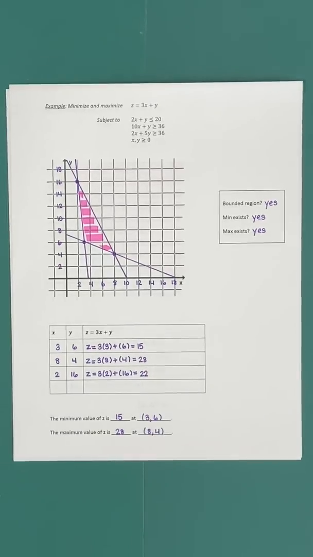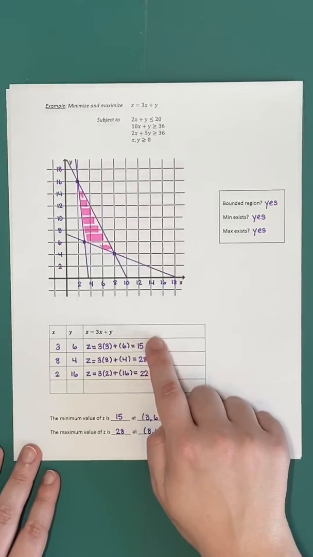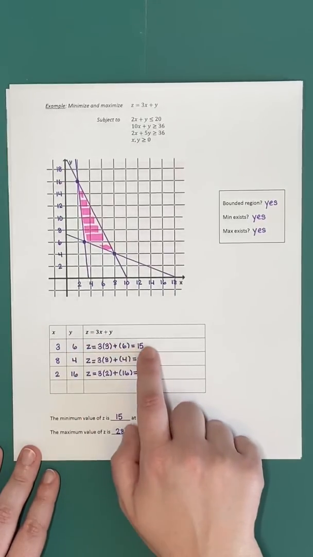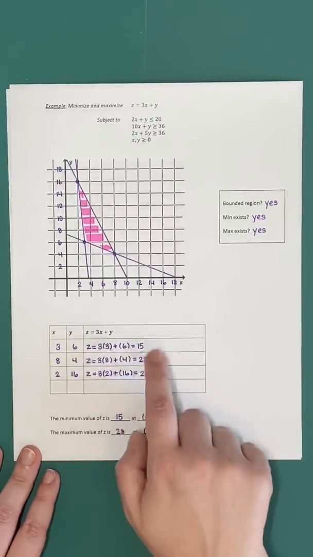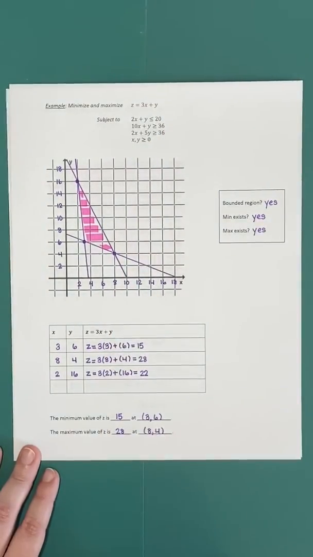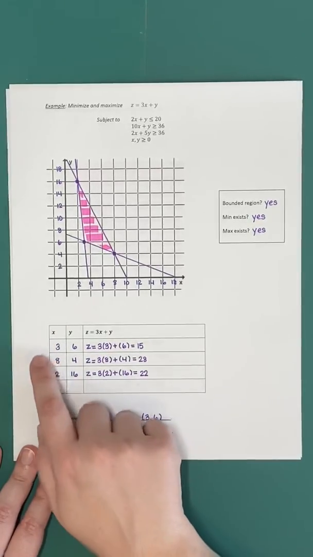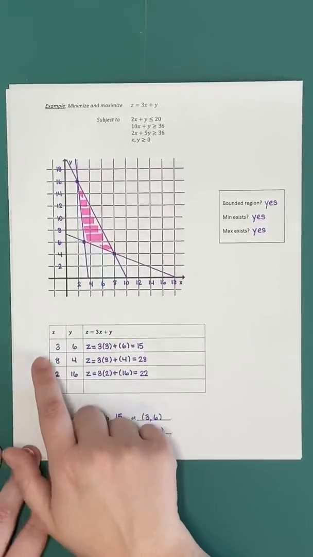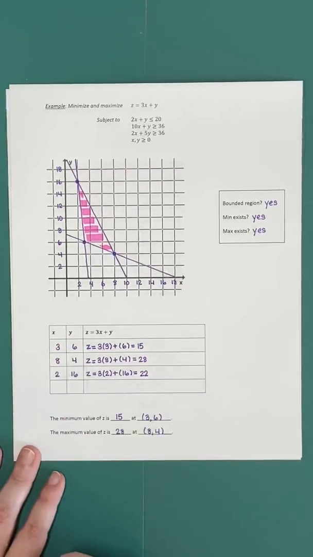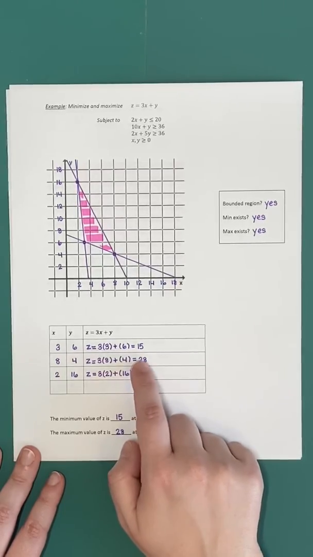So think back about the goal. The goal was to both minimize and maximize. So find the minimum and find the maximum. Well, it looks like our minimum is going to be a value of 15 for our objective function. That's going to be the lowest we can get in this objective function based on the constraints we have for our decision variables. So the minimum of 15 occurs at (3, 6). It occurs when x is 3 and when y is 6. Now the maximum we can get is going to be an output of 28.